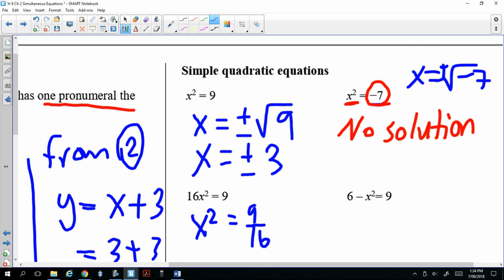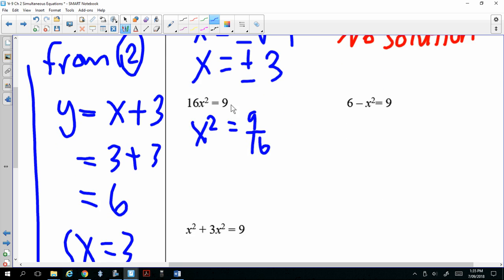Yeah, but i is actually a solution. It's a complex solution, but we're not going to look at complex numbers yet. That's in year 12, which I think you may do in extension. Okay, continue. Now, what's the next step? Square root the 9 over 16, plus or minus. With a fraction, you can square root the top and bottom. What's the square root of 9? 3 over 4. Got it?